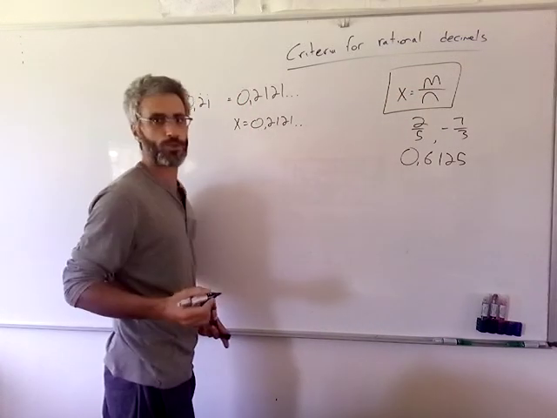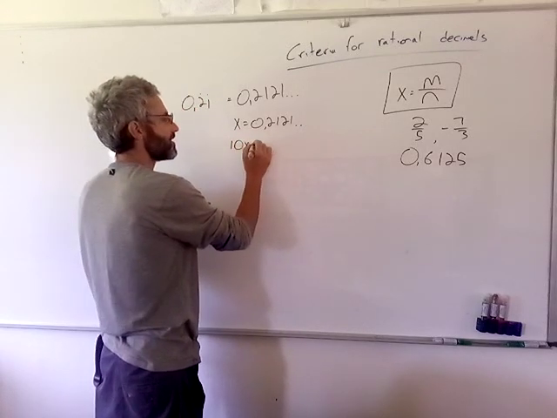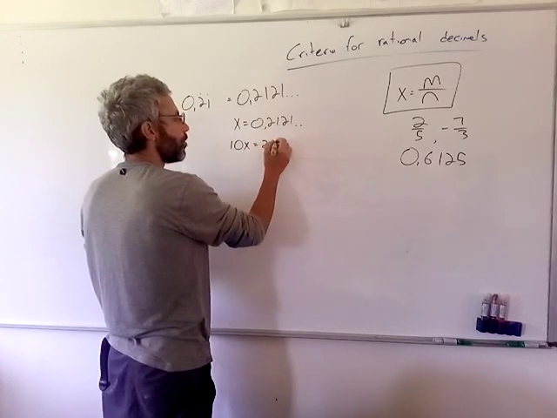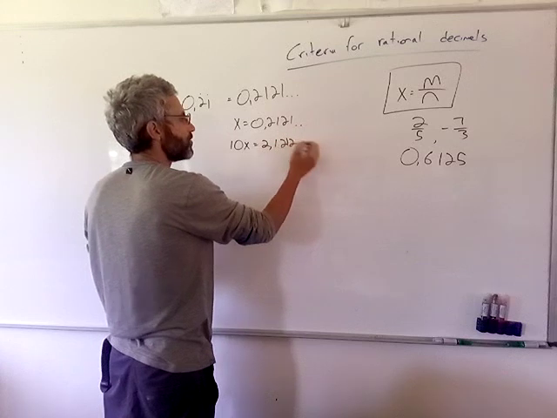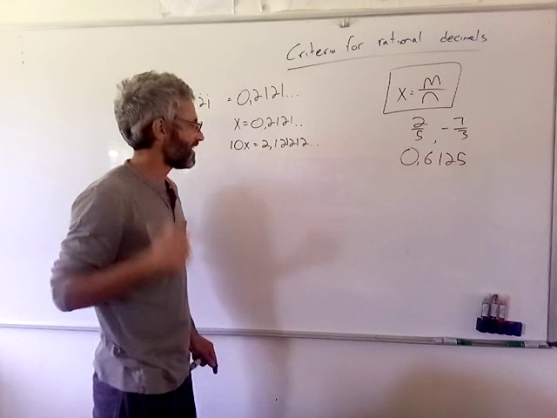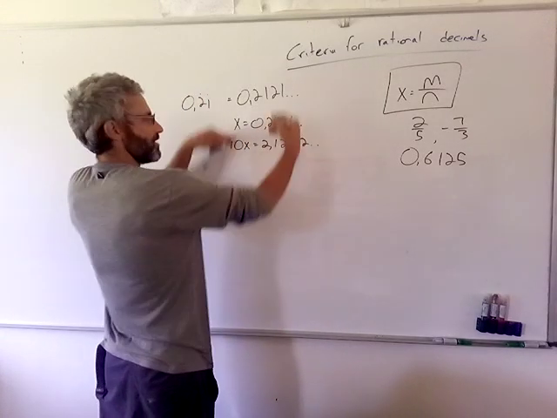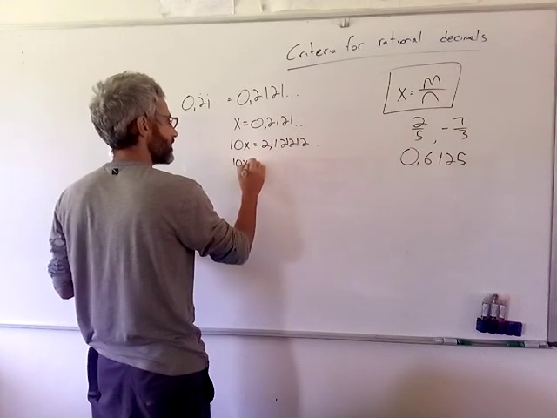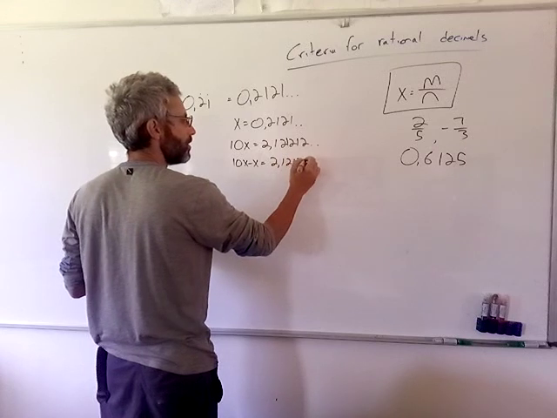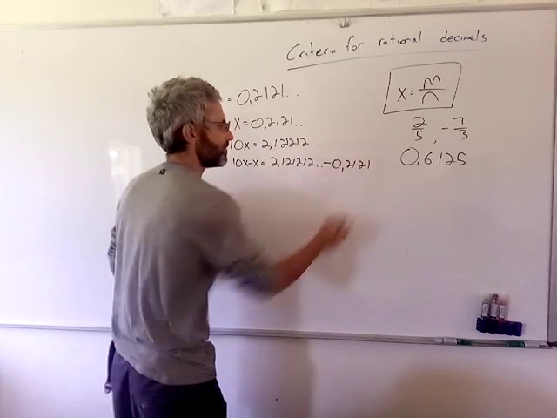So the first step, like we did before, is to multiply both sides by 10. So we're going to write 10x equals, okay, we're going to have to move it, so it'll be 2.1212121..., repeating. Now, let's see if we can do the same thing. So if I do 10x minus x, we'll subtract one equation from the other. So 10x minus x equals 2.121212... minus 0.2121... carrying on.